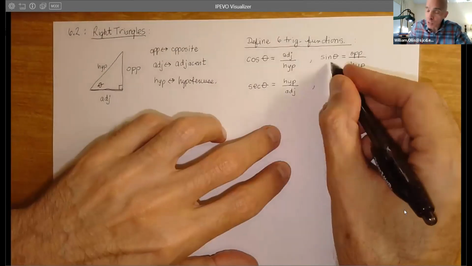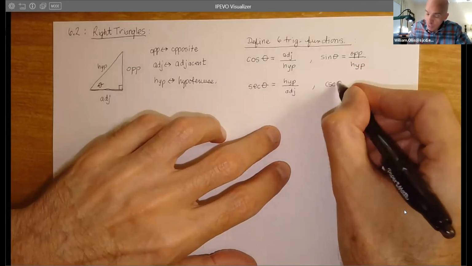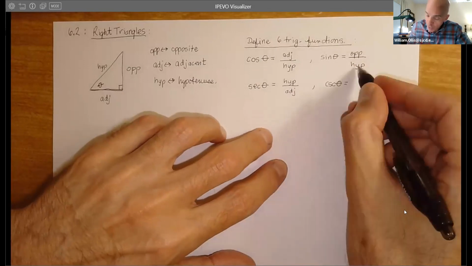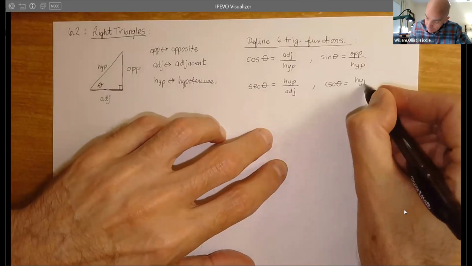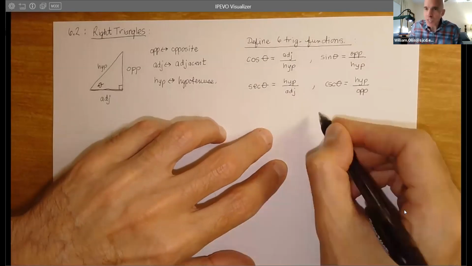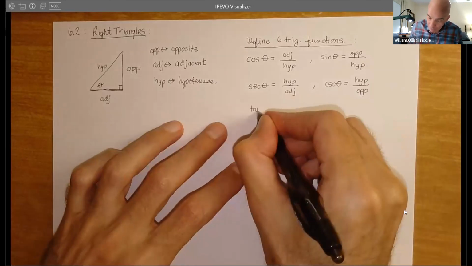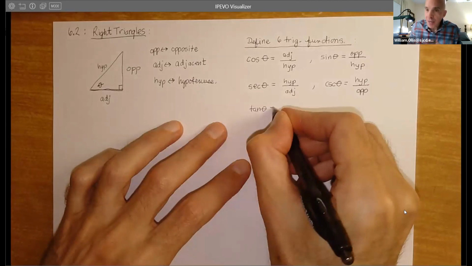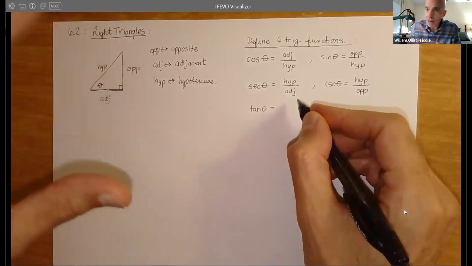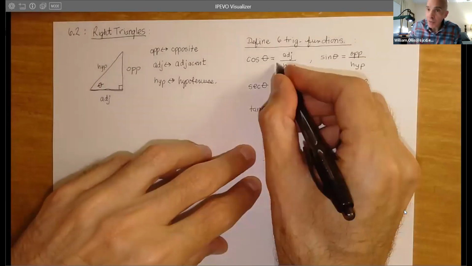Same for cosecant. It would make sense that we would define the cosecant as the length of the hypotenuse over the opposite. And then we'll just keep doing the same thing. We'll say tangent theta, thinking of how we did this in the unit circle, we're going to think of the y coordinate divided by the x coordinate, or the sine divided by the cosine.